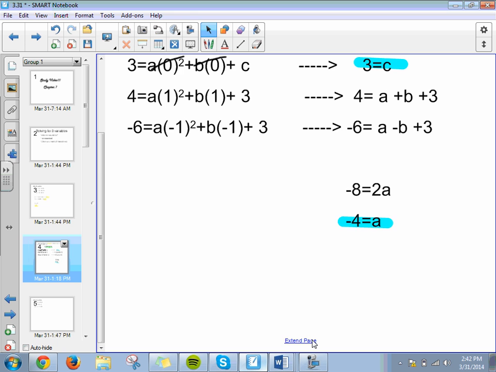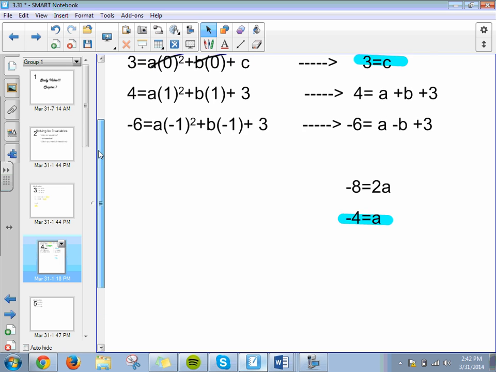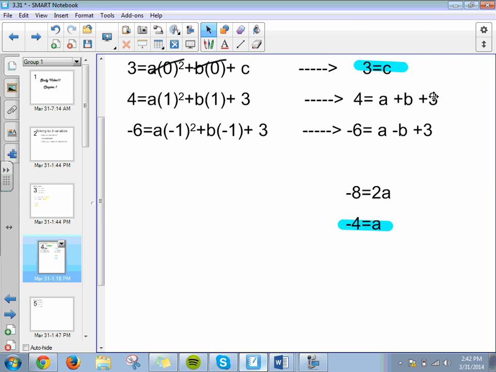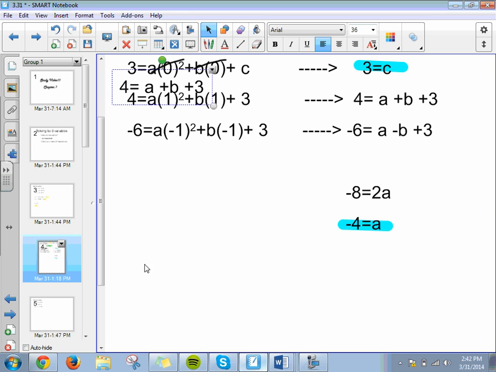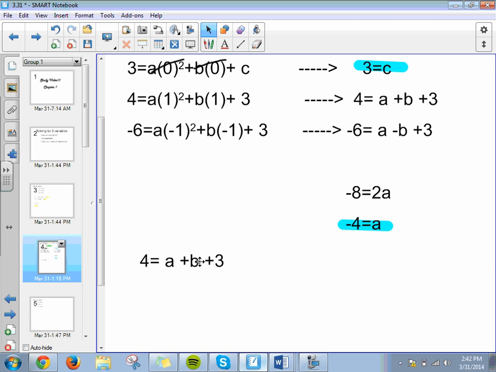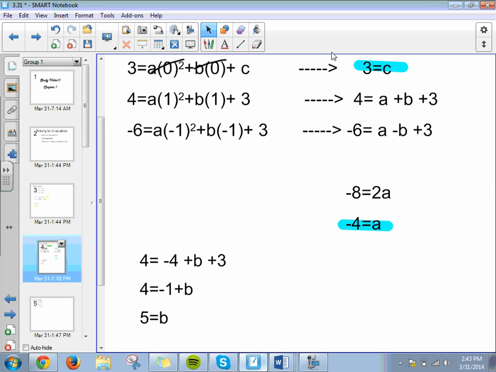I'm going to go ahead and extend the page. So I'm going to take and plug that in to one of my equations. Probably the easiest one if I'm solving for b will be this first one. So I'm literally going to take and copy and paste that equation. And I'm trying to solve for b, and I know that a is negative 4. So if I combine like terms, I'll get that 4 is equal to negative 1 plus b. Add 1 to both sides, you get that 5 is equal to b.